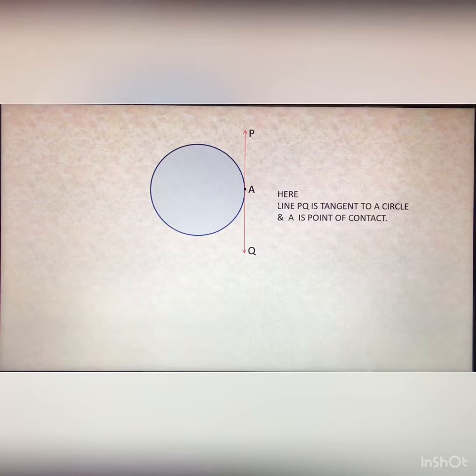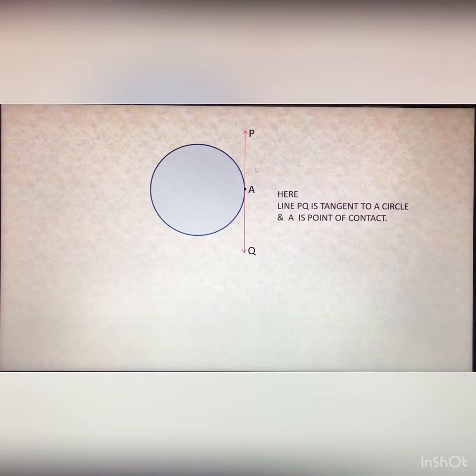Okay. Now moving to the next, here is another circle and you can see that this is a line which has a common point with the circle, that is A. A line PQ has a common point A with the circle. Here line PQ is a tangent to the circle and A is the point of contact. Therefore, this point is known as point of contact and this line PQ is known as tangent. So clear? We are going to our topic, that is tangent to a circle.